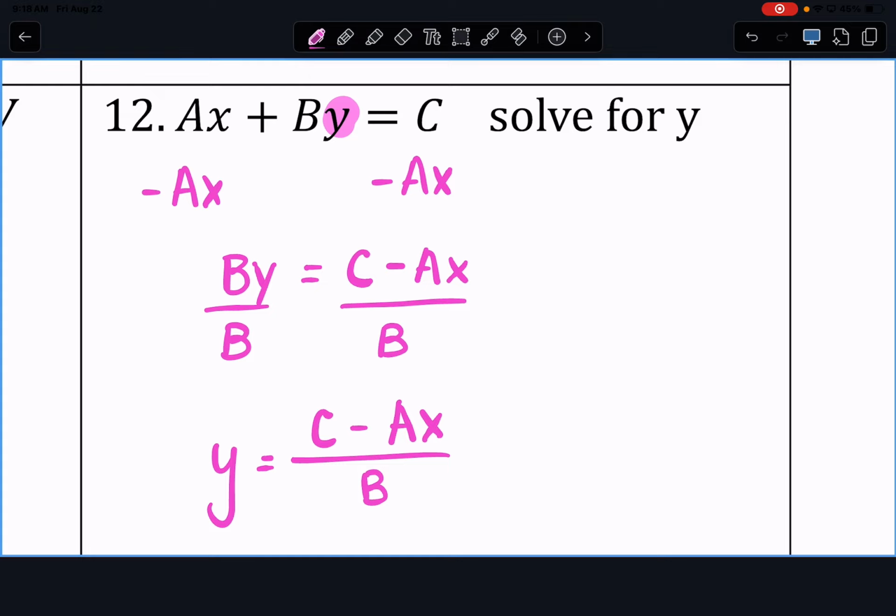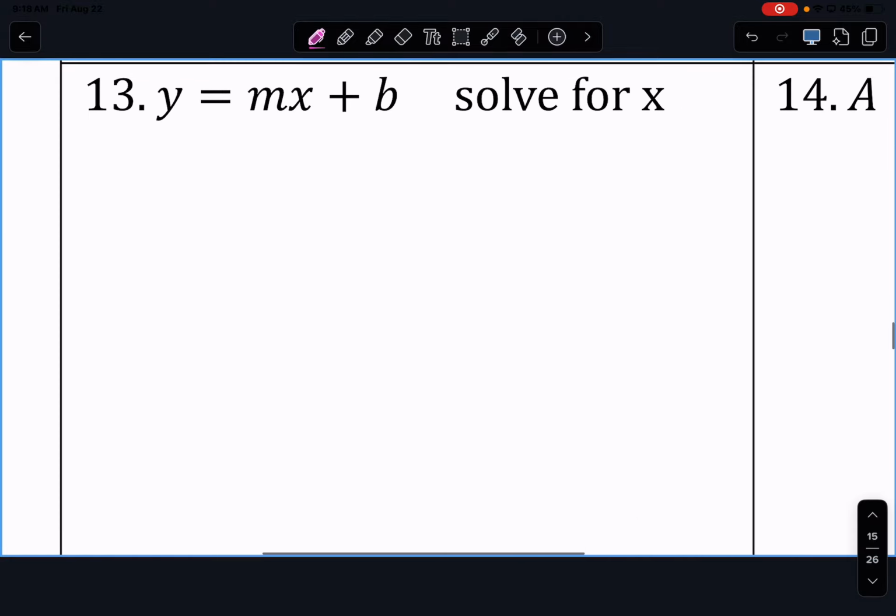What did y'all get for y? Y equals c minus ax over b. Perfect. All right, 13. Okay, to solve this for x, what do I need to do first?